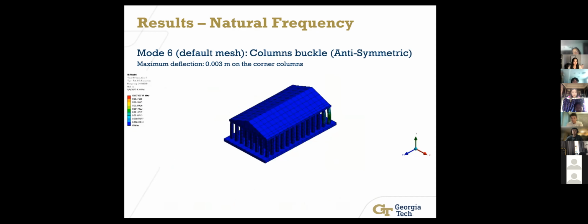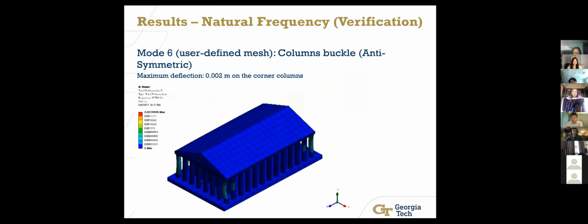And for mode 6, the columns buckle in an anti-symmetric fashion. As you can see in the animation, the columns are pressed to bend in the same direction instead of opposite to each other as in mode 5. And the maximum deflection here is 0.003 meters, still on the corner columns. And then we verified again with user-defined mesh and got a maximum deflection of 0.002 meter on the corner columns, which is close enough for us to say that the solution is verified.